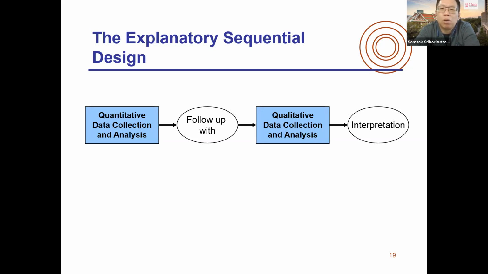And you always see the explanatory sequential design in library and information science, because we prefer to do a survey first and then have a small number of interviews, right? But the issue has come.